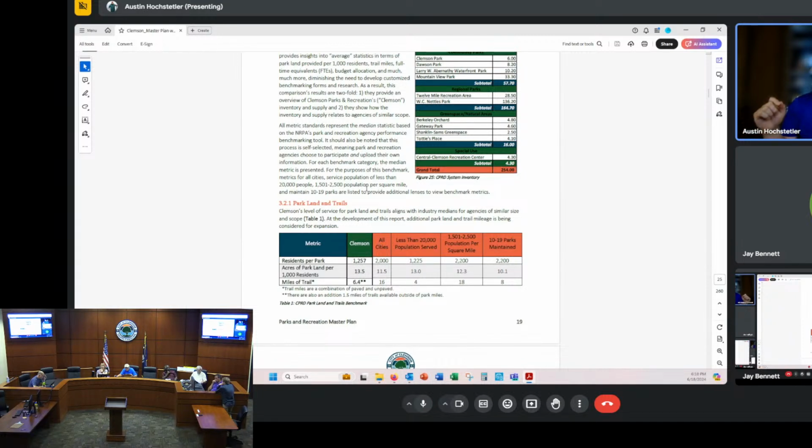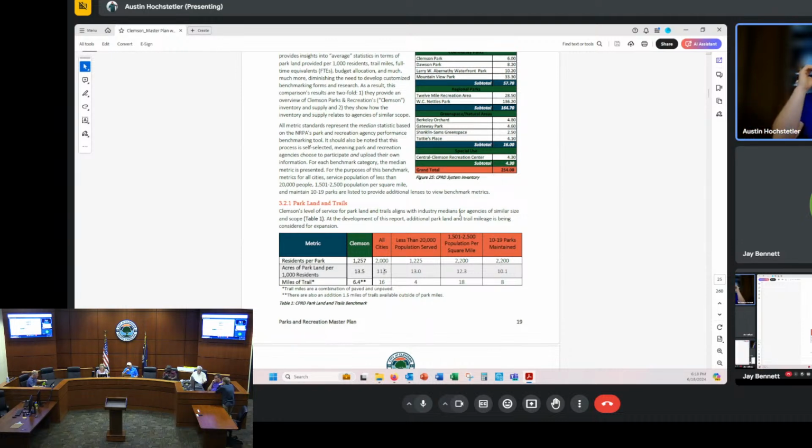And then there's different crosstabs that I use to look at the median numbers based on characteristics of the system. This first one is all cities that report data. It's their median number. Then all cities that serve less than 20,000 residents, this is their median number. Those cities that have a population density of 1,500 to 2,500 per square mile, this is their median number. And those systems that maintain 10 to 19 parks, this is their median number.